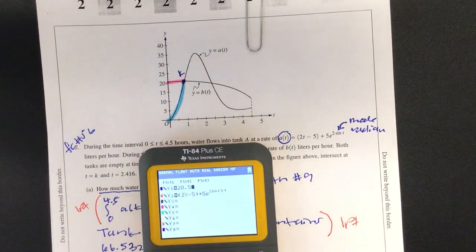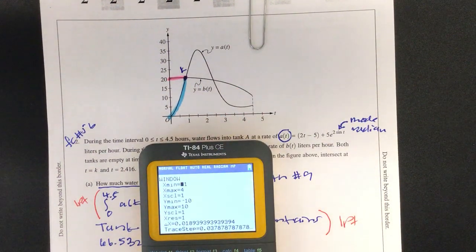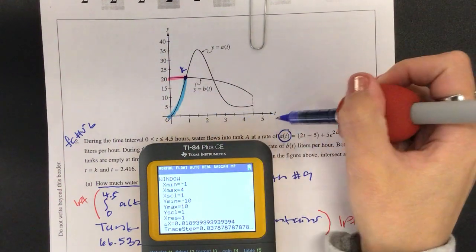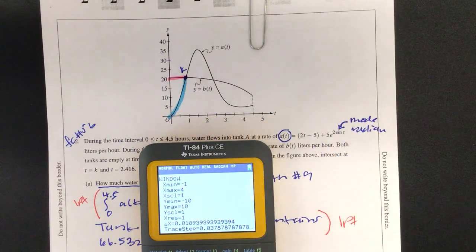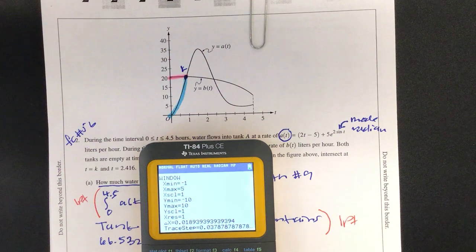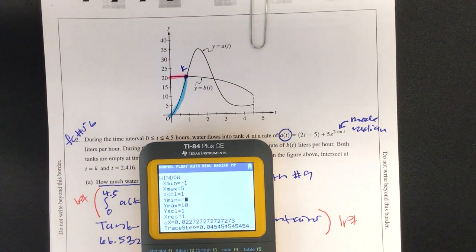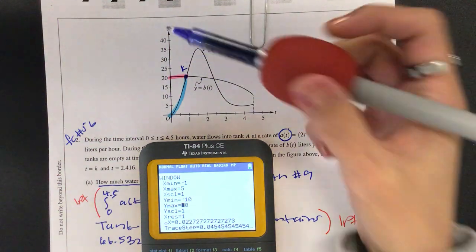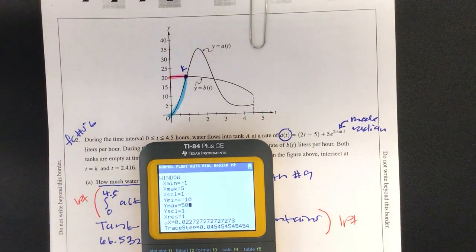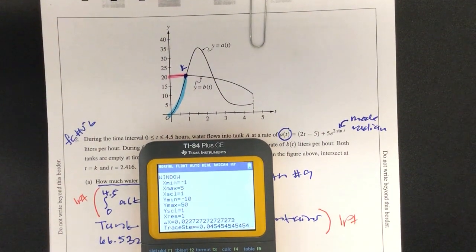Because we already have the graph, go to window. I'm okay with -1 for X minimum. The highest number on this axis is 5, you can do more if you want, but I'm going to do 5. Then Y minimum, I'm going to put -10, just to see the bound. Highest number is 40, so I'm going to do 50. Did we all modify our window? The window was created from the given graph. Now go to graph.